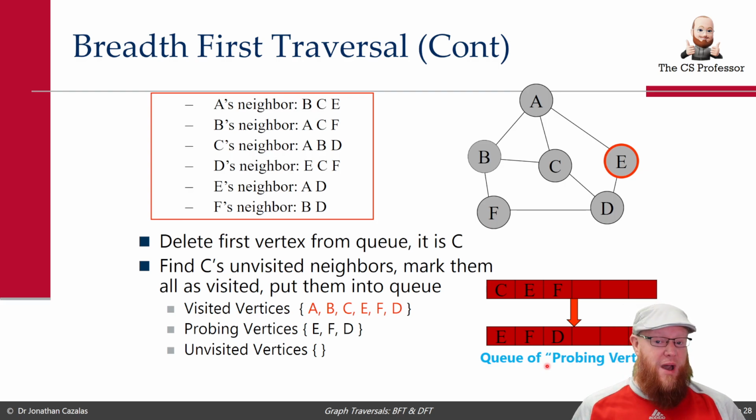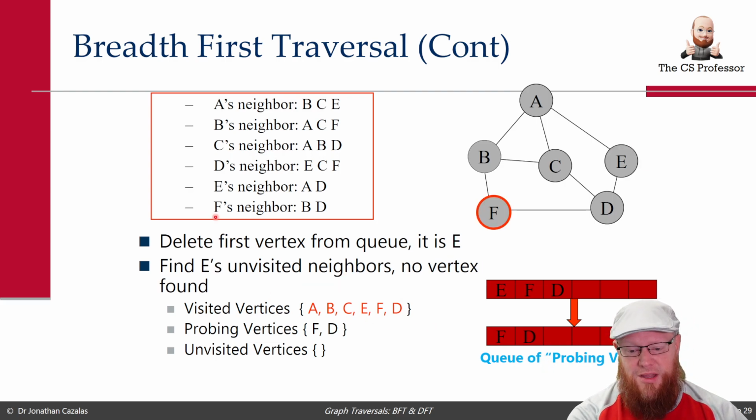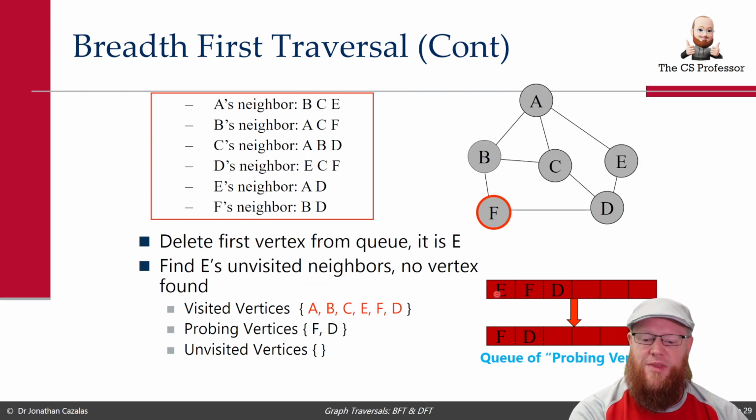And now everybody's been visited. We're effectively done from that perspective, that everyone's been visited. Now we need to actually clear out the queue, which is what it says: delete the first vertex from the queue. It's E. Check if there are any remaining unvisited neighbors of E. There are not, so we're done.